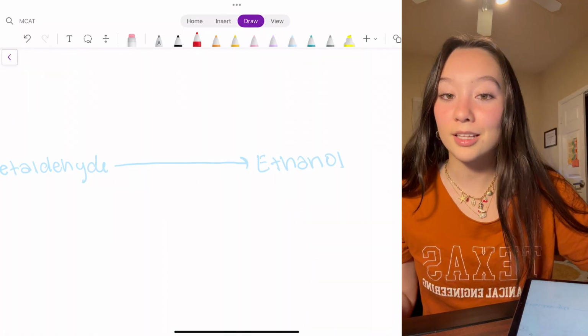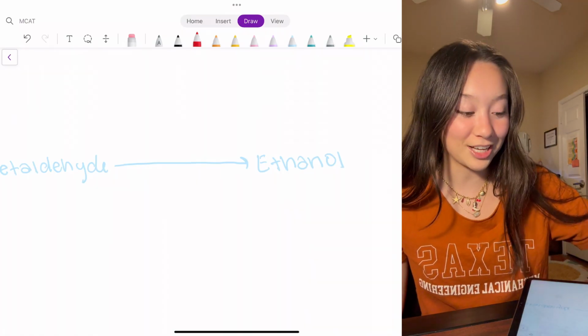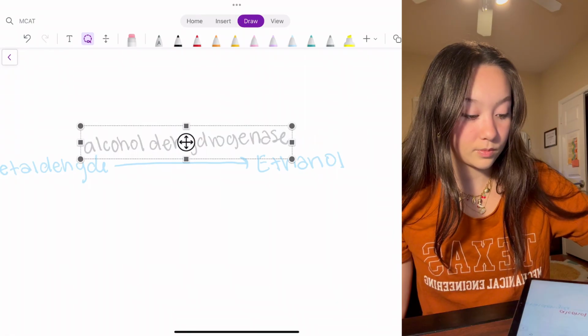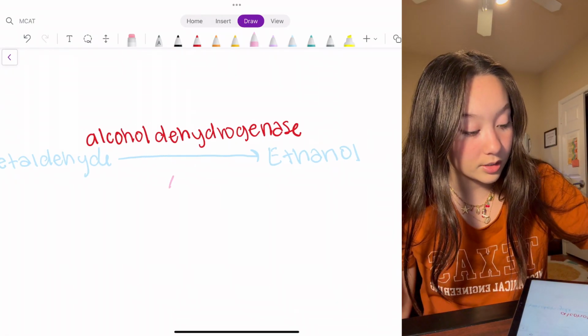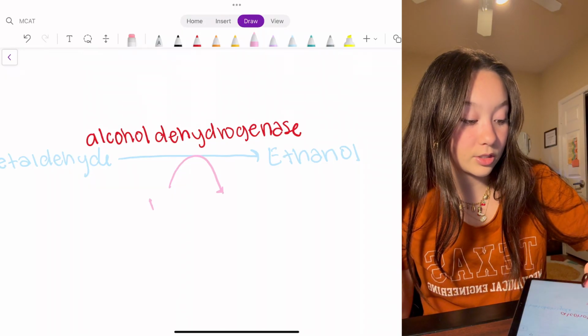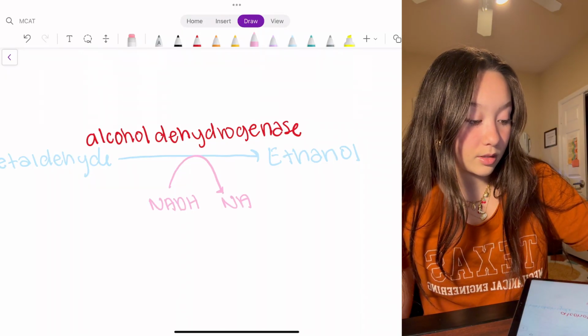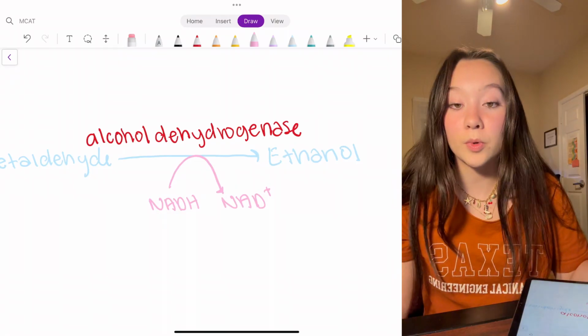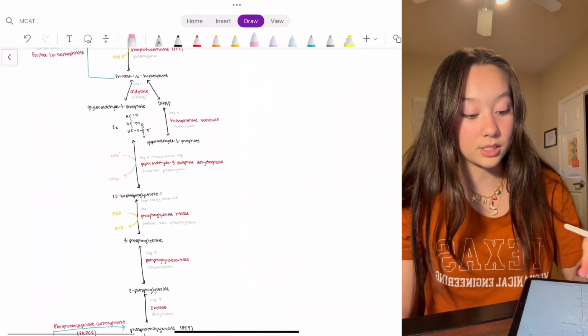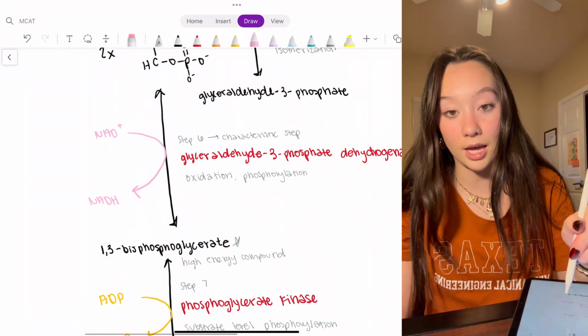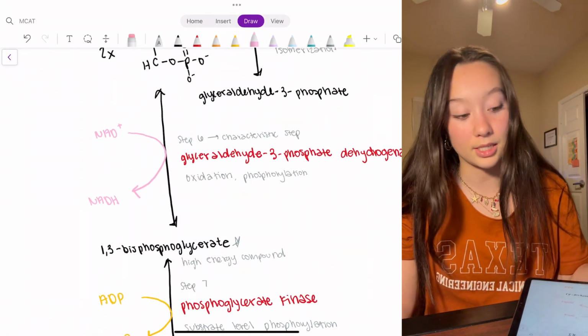And the enzyme that catalyzes this reaction is called alcohol dehydrogenase. And also in this step, we are going to be oxidizing NADH to NAD. This is important because it reproduces NAD+, which if you remember, we can zoom out to glycolysis, is very important because we need that as an oxidizing agent.